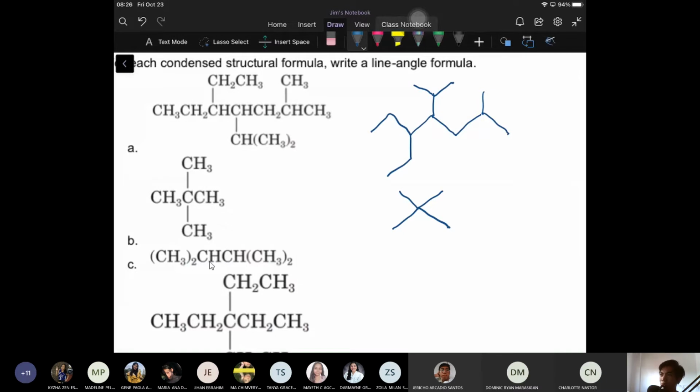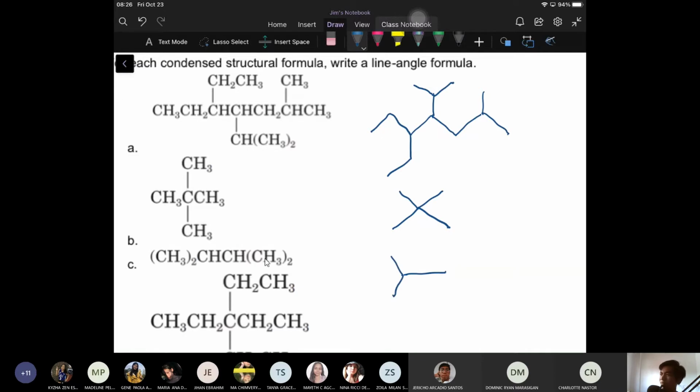So, ano gagawin mo? I-draw mo muna itong walang parenthesis. Pag ganito yung case, i-draw mo muna yung walang parenthesis. C and C lang yan. So, dalawang C. Paano ko i-drawing yon? Straight line. Carbon, carbon. Tapos, ano yung sabi dyan? On the left carbon, you have two CH3s attached to it.